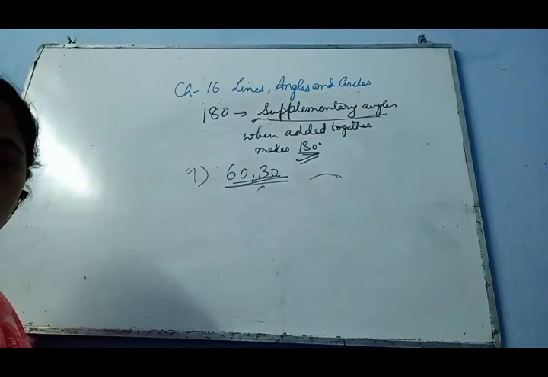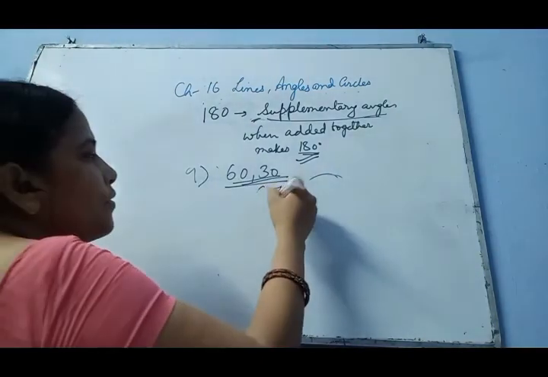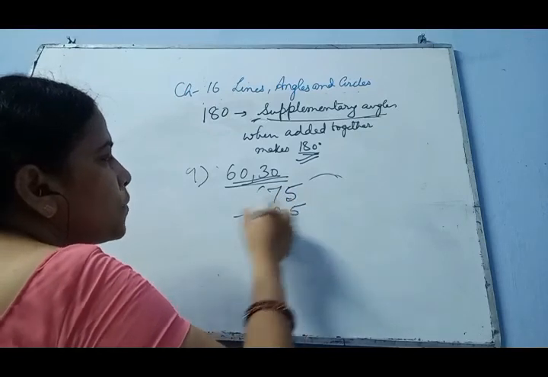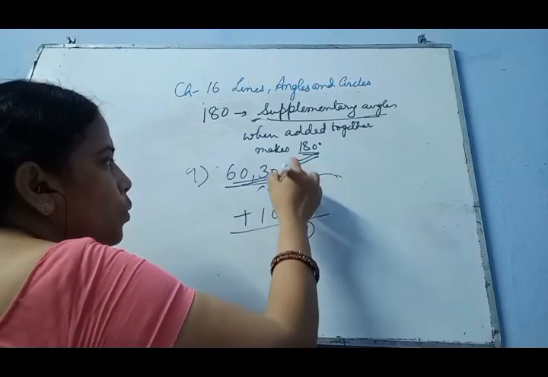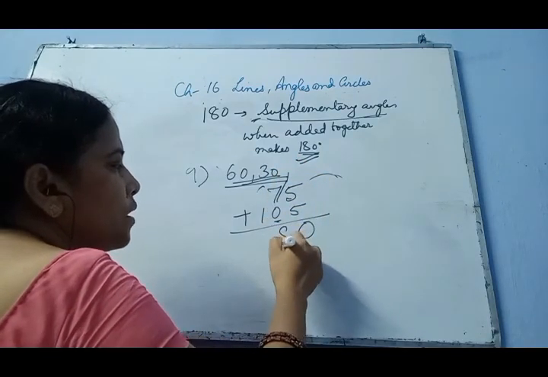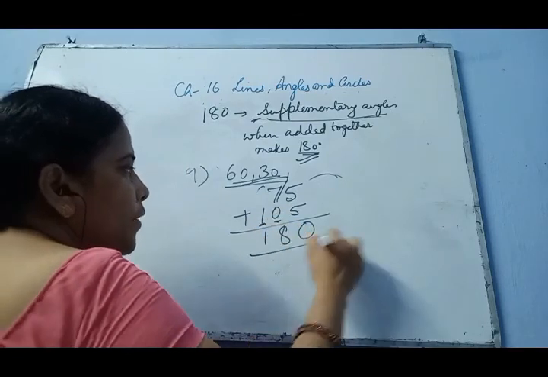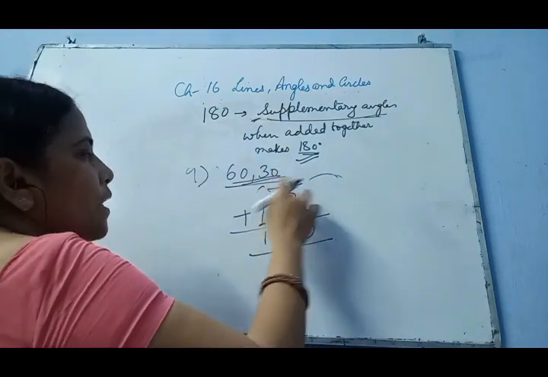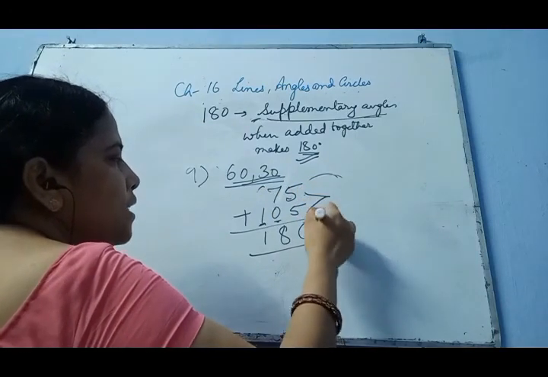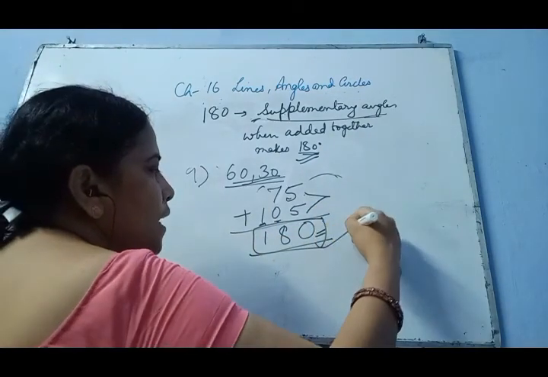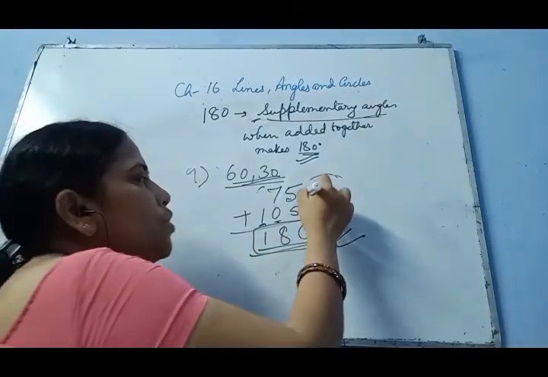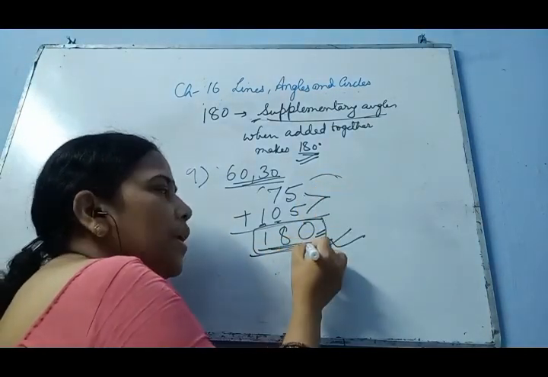Now let us do 75 and 105. You know how to add this. 5 plus 5 is 10, put 0, 1 over here. 7 plus 1 is 8, plus 0 is 8, and 1, so 180. Now what do we see? When we add 75 and 105, we get 180. Is this supplementary? Yes, this is supplementary, because the sum of these two angles came to be 180.